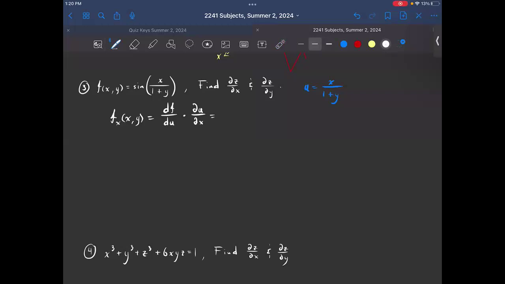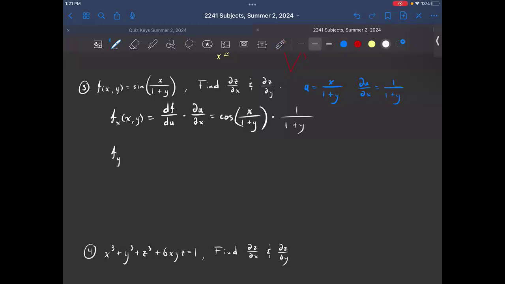Okay, so df du, the derivative of the sine function is cosine of u, and now we multiply by the derivative of u with respect to x. And that we can compute over here is 1 over 1 plus y, again because y is constant with respect to x, and so it is treated like a constant. So we have times 1 over 1 plus y here.